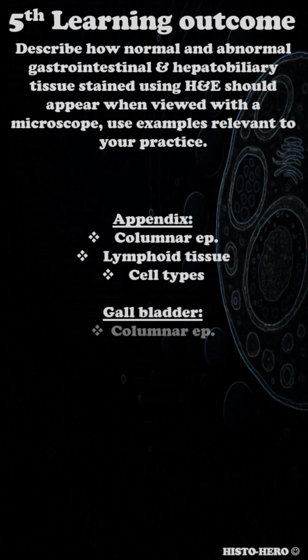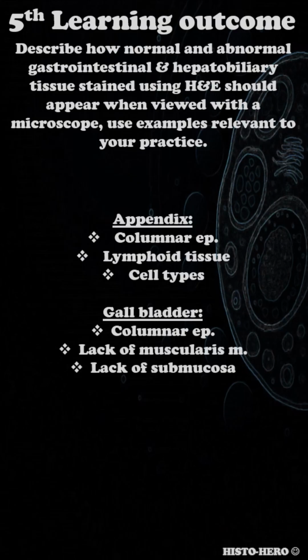Gallbladder: simple columnar epithelium, lack of muscularis mucosa and submucosa, prominent folds in the mucosa, Rokitansky-Aschoff sinuses, and cell types like cholangiocytes for bile concentration, goblet cells for mucus, and tuft cells as chemosensors.